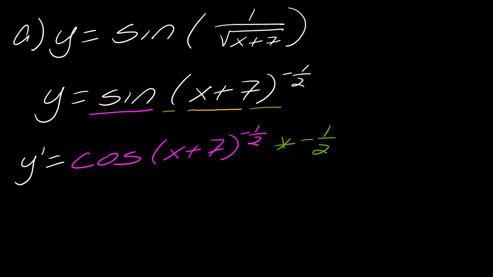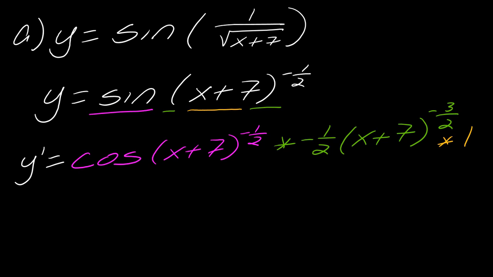So I bring the negative 1/2 down, I leave the inside function intact, and then I subtract 1 from this exponent. So this will now become the negative 3/2. But wait, there's more. I have to finish this off by multiplying by the derivative of the innermost function. The derivative of x plus 7 is just 1 in this case, so that worked out nicely.